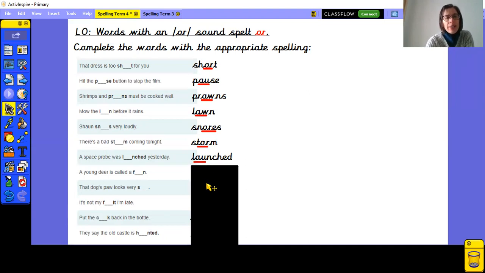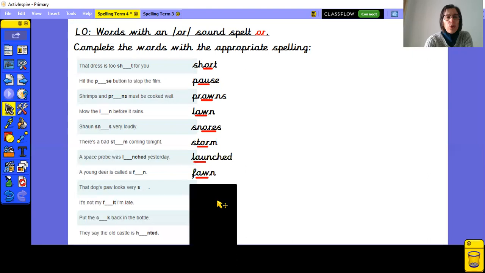Okay, a young deer is called a, oh, that's a tricky one, this one, but I know you love animals and I know you will have this correct. A fawn, so F-A-W-N, good job.